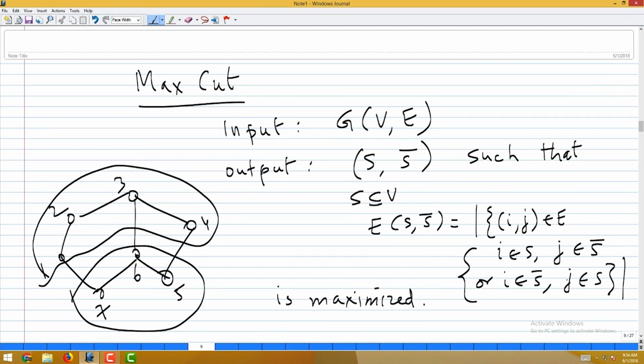Let us pick an edge x y. I want x to be in S, y in S bar. What is the probability of that happening? What is the probability that x is in S? 1 by 2, because that is how I chose. What is the probability that y is in S bar? 1 by 2. What is the probability that both simultaneously happen? 1 by 4. And then I have the other probability of this happening, that is 1 by 4. So, you will add both of these, because these are exclusive events.